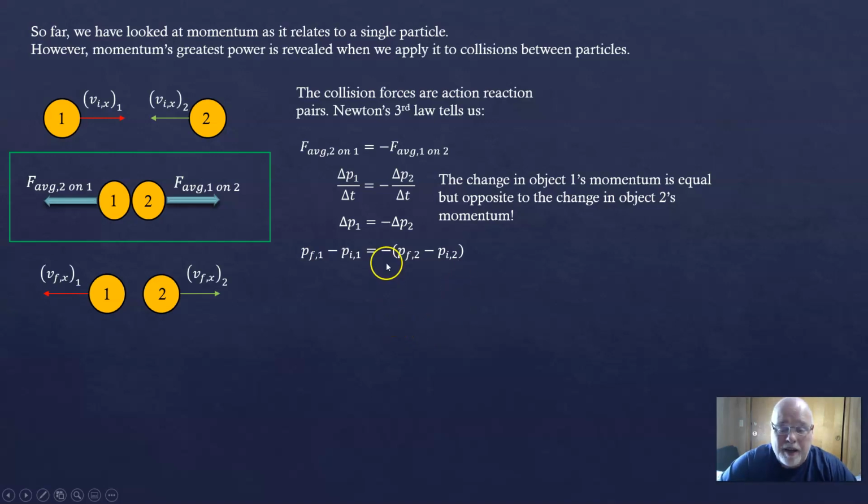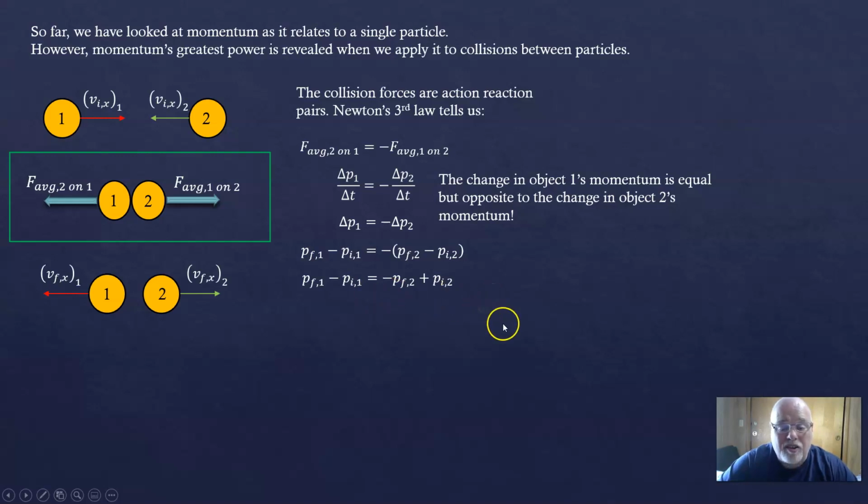Now, let's just do a little math. I'm going to distribute this negative sign through here. And so that's what I've done. The only difference between this and this is I've pushed the negative sign through. So that means we've got a negative final for object 2 and a positive initial for object 2. And then as a final step, I'm going to pull all the final terms, anything with a final, to the left and anything with an initial to the right.